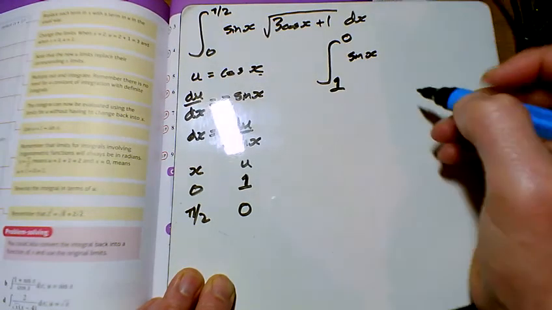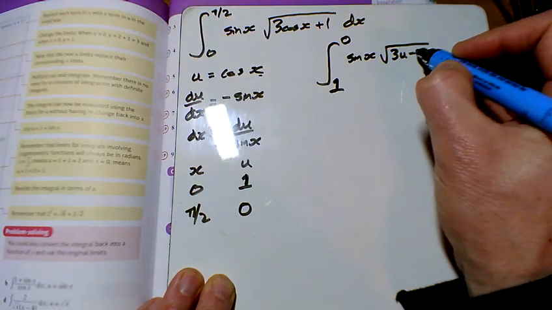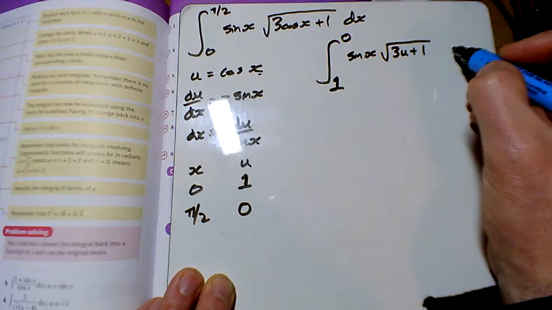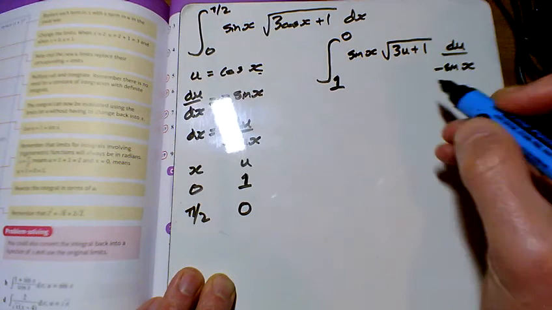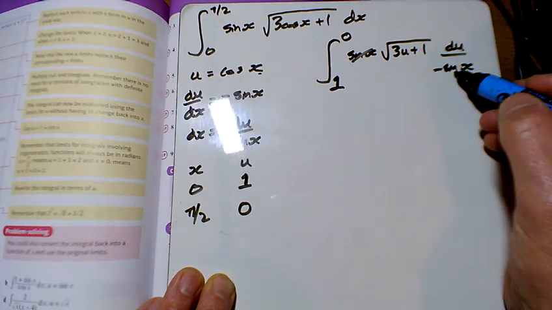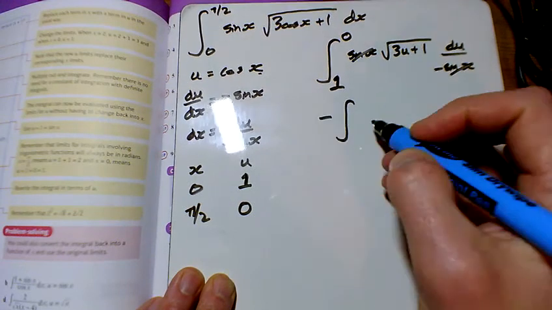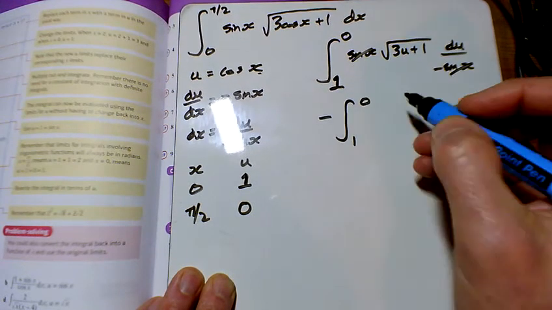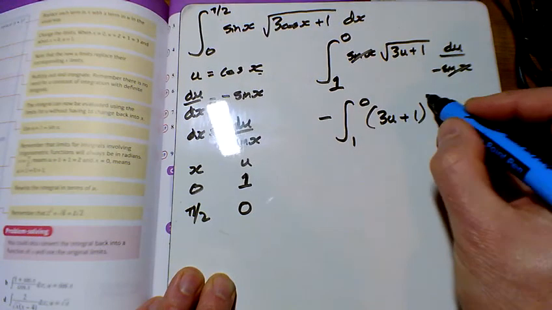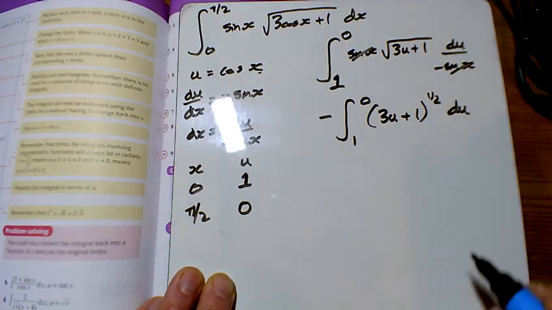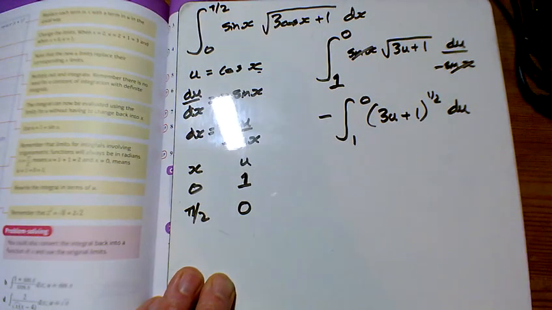So I've got the sine x here. Here I've got the square root of 3u plus 1. And the dx is the du over minus sine x. And so the sine x's can cancel. And so we've got minus the integral from 1 to 0 of 3u plus 1 to the power of a half du. So interestingly, now we've got that minus there, it's actually going to flip these bounds round again.